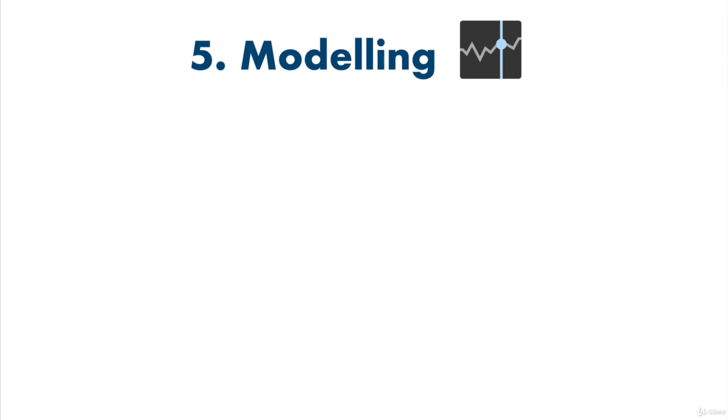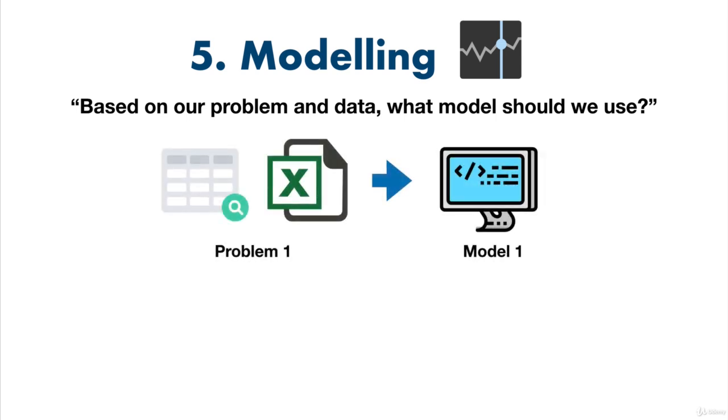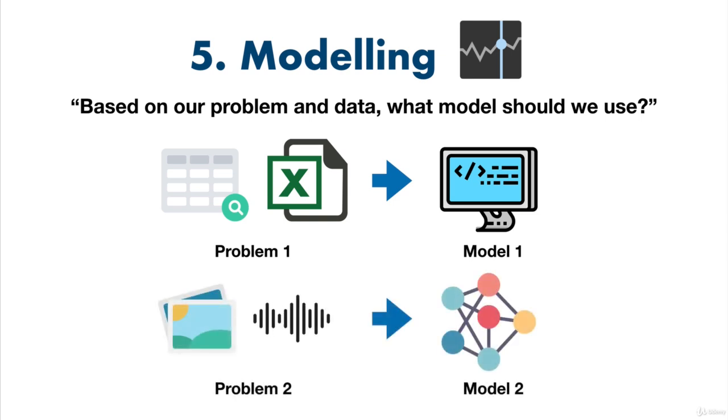Step 5 is modeling. Once you've learned a little bit about your data, the next step is to model it. And the question here is, based on our problem and data, what machine learning model should we use? Unlike other algorithms and sets of instructions you have to write from scratch, many of the most useful machine learning algorithms have already been coded for you, which is beautiful for us. Some models work better on different problems than others, and in the beginning, your focus will be to figure out the right model for the right kind of problem.